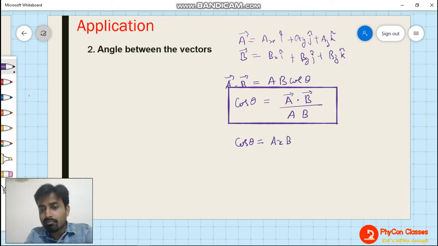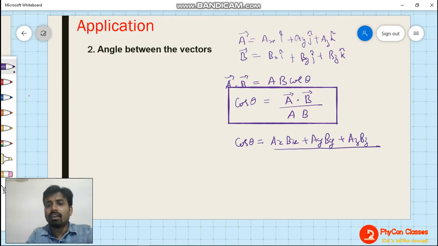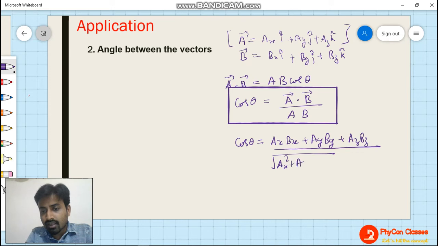So cos theta equals ax bx plus ay by plus az bz divided by the magnitude of a. How will you find out the magnitude of a? If a is given as ax i cap, ay j cap, az k cap, in that case the magnitude of a can be given as the square root of ax square plus ay square plus az square. Do you remember this? If you don't remember this, you can go to the previous lectures where we have discussed it.